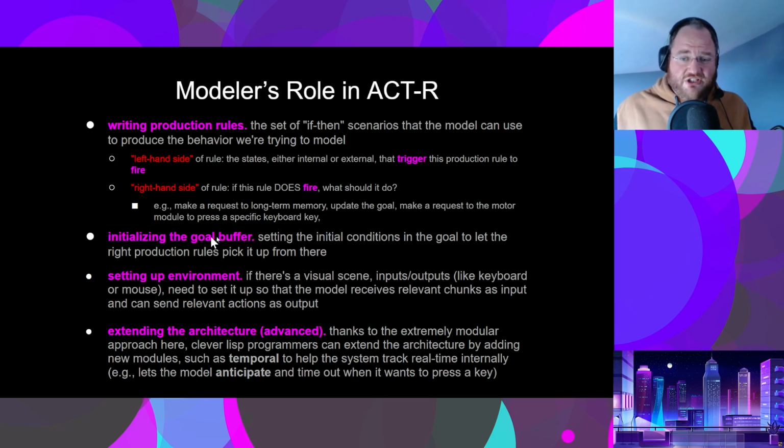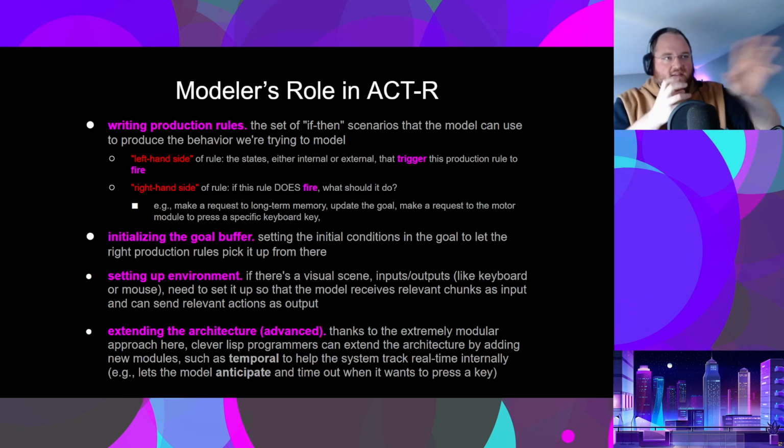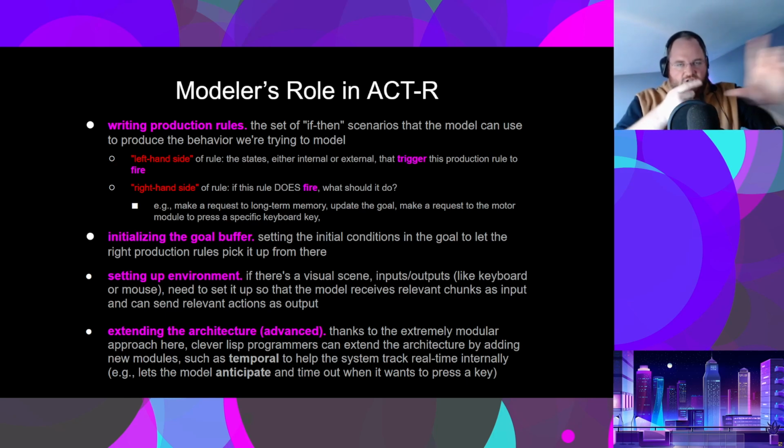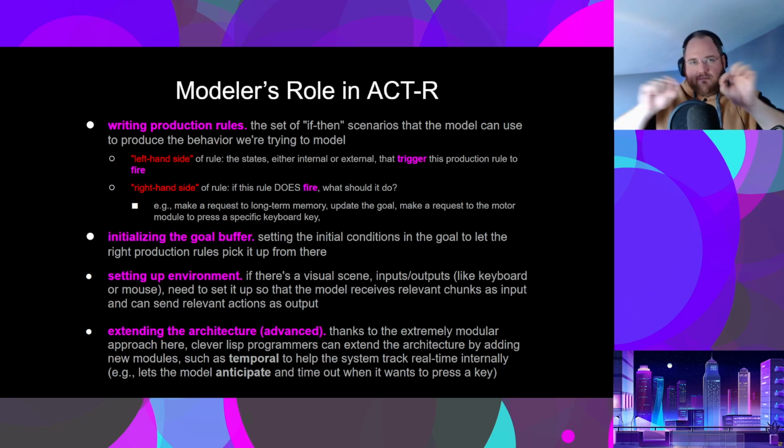You also need to initialize the goal buffer so that you can set up, hey, I wrote all these rules, now I need some initial conditions that will actually trigger one of them and get the ball rolling. And setting up the environment, right? So if you have an actual environment you're trying to build it to interact with, you've got to make sure that ACT-R is its own program. So you've got to be able to say, okay, give me the visual of this program I'm trying to use, right? So you might have to do some finicky stuff to make it work input and output wise.